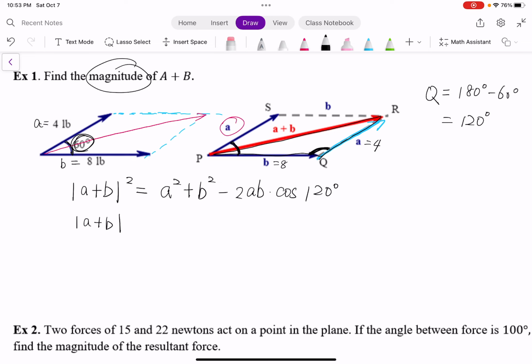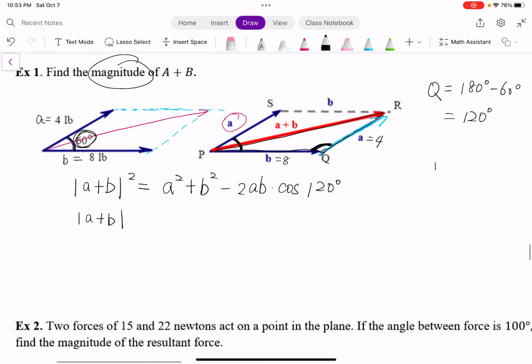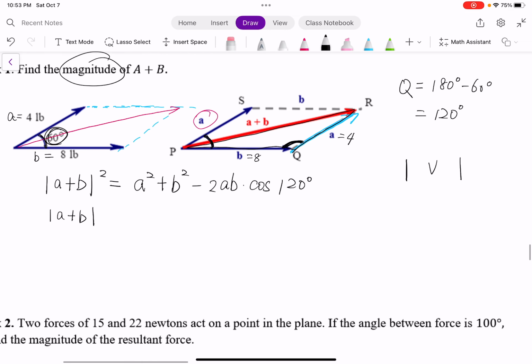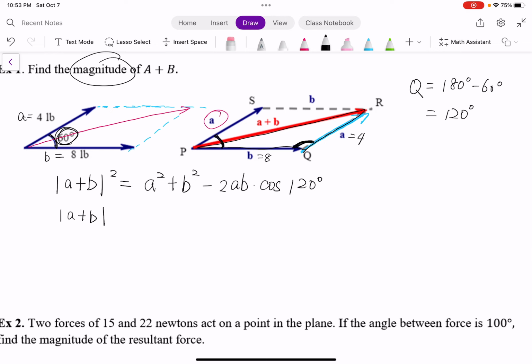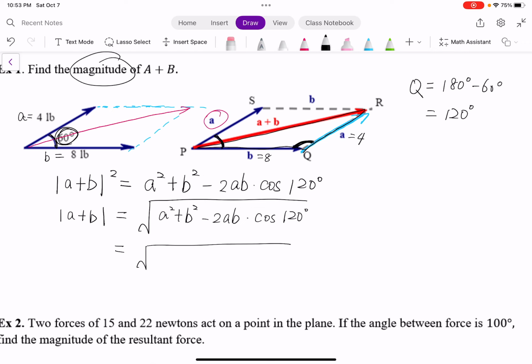To describe the magnitude of A plus B, we can write the absolute value of that vector. For example, the magnitude of V, you see two straight lines, and some books use double straight lines. This also represents the magnitude of the vector V. All right, so the magnitude of A plus B is the square root of A squared plus B squared minus 2AB times cosine 120 degrees. So we can use our calculator to do the computation.